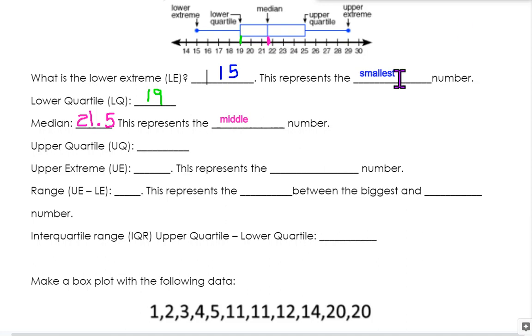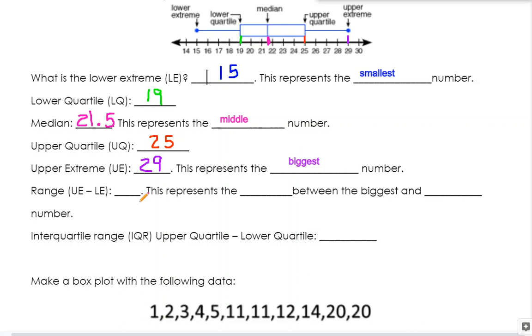All right, and then the upper quartile is the right side of our box. The right side of our box, I see right here, looks like it's at 25. So my upper quartile, sometimes known as the third quartile, is 25. Then the upper extreme is my biggest number, and that's over here. I did it in purple over here. That's my largest number, and that's at 29, and that represents the biggest number.